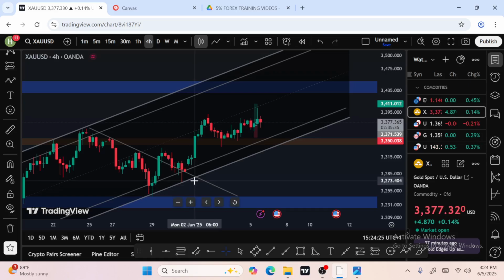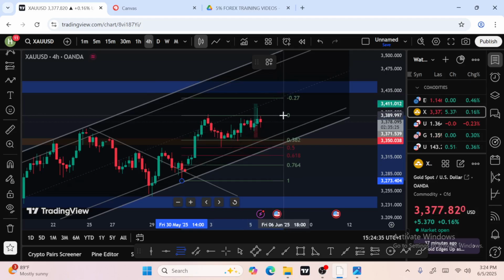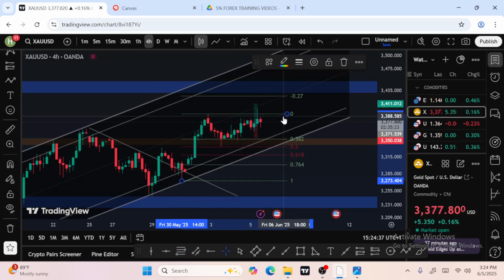Take your Fibonacci from the lowest point to the highest point. Boom. See the retracement. It touched.